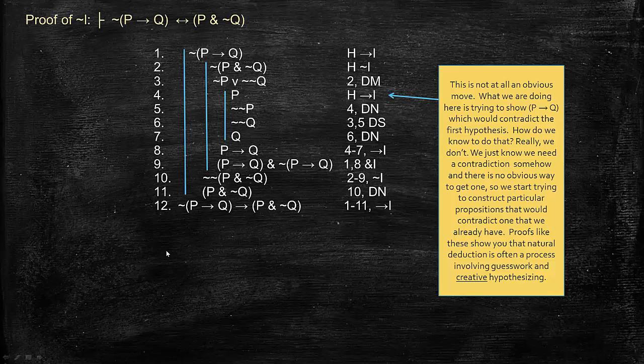Now, this is just one way. The other way is actually quite a bit simpler, and it's something I would expect you to be able to do on your own. So you're going to hypothesize P and not Q.